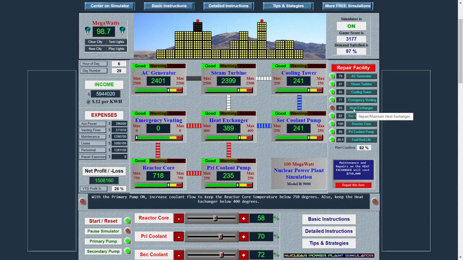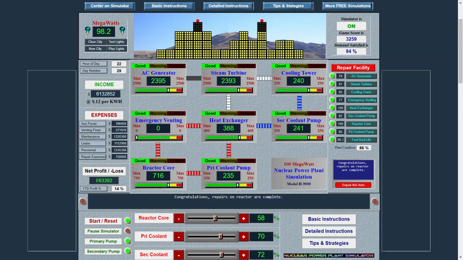So I will go to the heat exchanger and replace it or repair it. So I click on heat exchanger and click repair this item. And we see in my net profit loss, it's already subtracted this cost. We now have less than 1 million again. And the heat exchanger, the condition is at 100%.